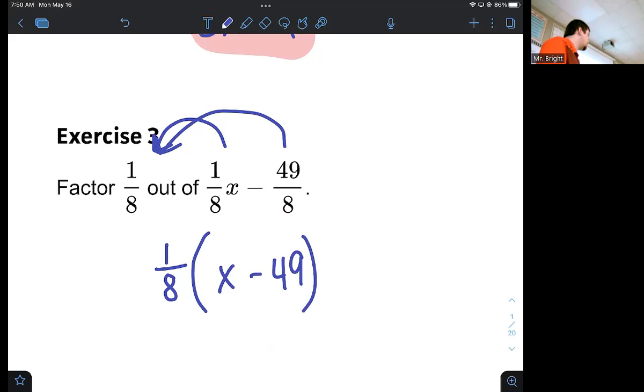Do you have to put the parentheses? You absolutely have to. If you write 1/8x minus 49, it will be wrong. You have to put the parentheses around the x and the 49, because if you don't put the 1/8, it doesn't show you factored it out. And if you don't put the parentheses, that means you're only timesing the 1/8 to the x, but you're also timesing it to the 49. So we need both of those to be in parentheses.